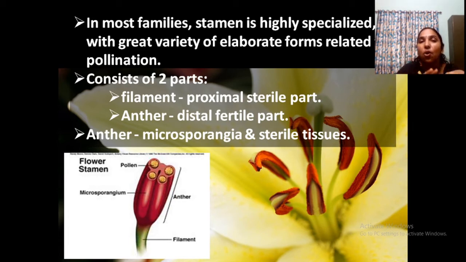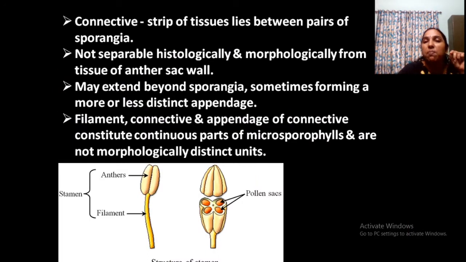You studied the detailed structure of the anther in embryology. Here you can see the picture of the anther. That is the filament, this is the anther, and these are the four chambers, or microsporangia, that carry pollen grains. Then one more important part of the stamen is the connective. The connective is the small strip of tissue lying between pairs of sporangia. See here, this tissue is the connective. It is not separable histologically or morphologically from the tissue of the anther stalk wall, for both are the same.